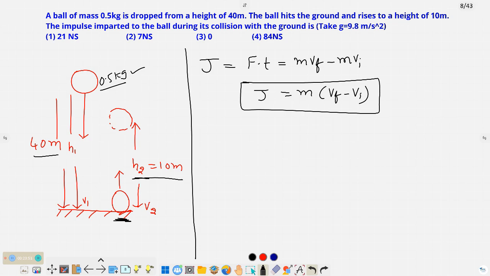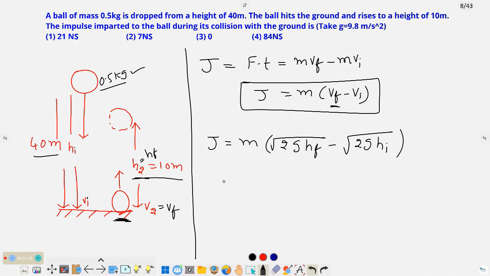To find the impulse value directly, you can substitute the values here. J is equal to m into the final velocity, but the final velocity is not given. Whenever the body is falling down, I can take this as the initial height, so this gives the initial velocity, and after rising to this height I can take this as the final velocity. Whenever the body is dropped from a certain height, the velocity gained is under root of 2gh. So that is under root of 2g final height minus under root of 2g initial height. So directly substitute the values in this.